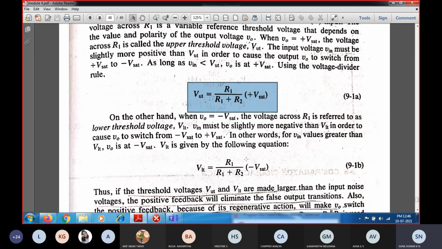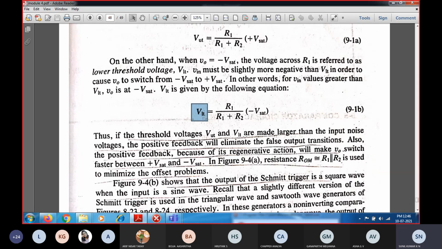Same thing for negative saturation: the output will be negatively saturated, so the output will be minus V sat respectively. The design part will be R1 divided by R1 plus R2, which will be the same. That means the voltage drop across R1 is going to act as the upper trigger point voltage as well as the lower trigger point voltage.